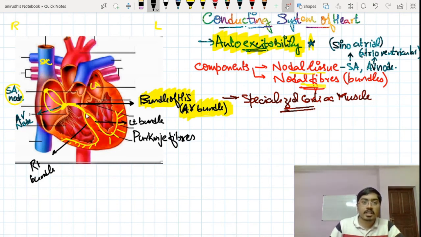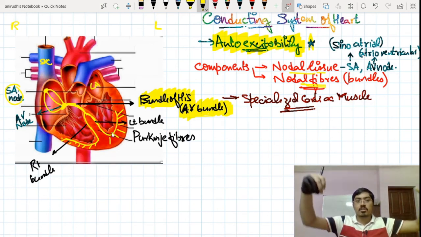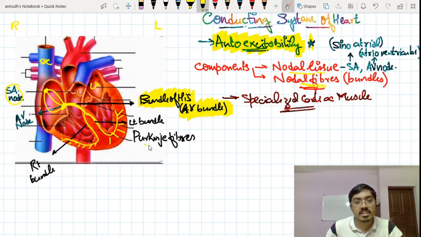This will come and divide into the right bundle and the left bundle, and this will eventually reach the tip of the ventricle here, and then it will spread across the walls of the ventricle as the Purkinje fibers. This is how the whole conducting system of the heart is arranged.